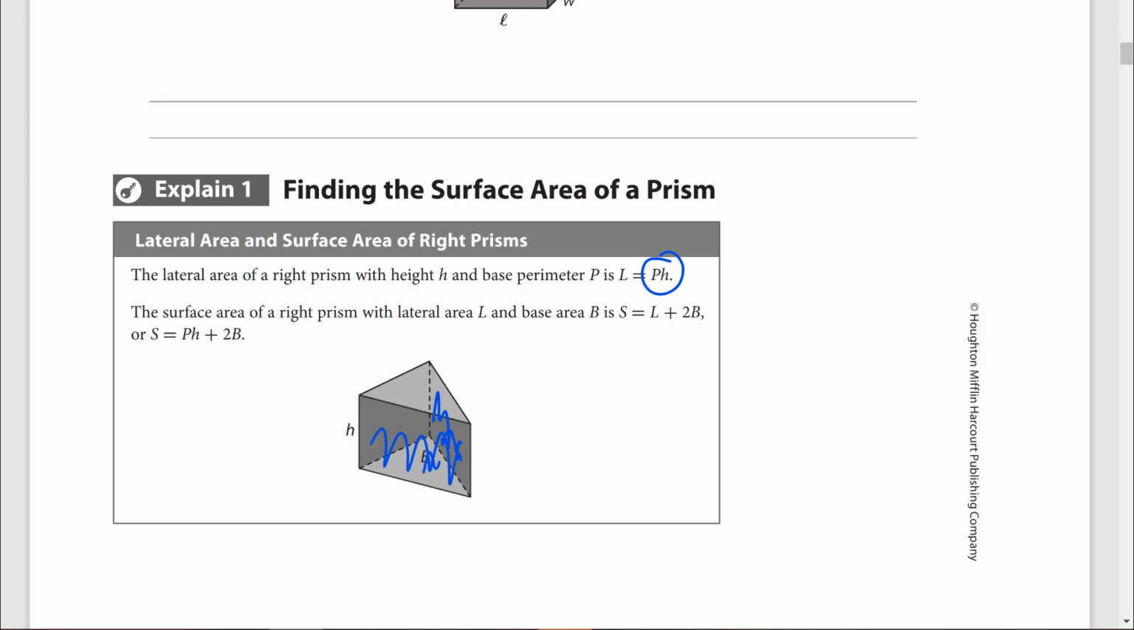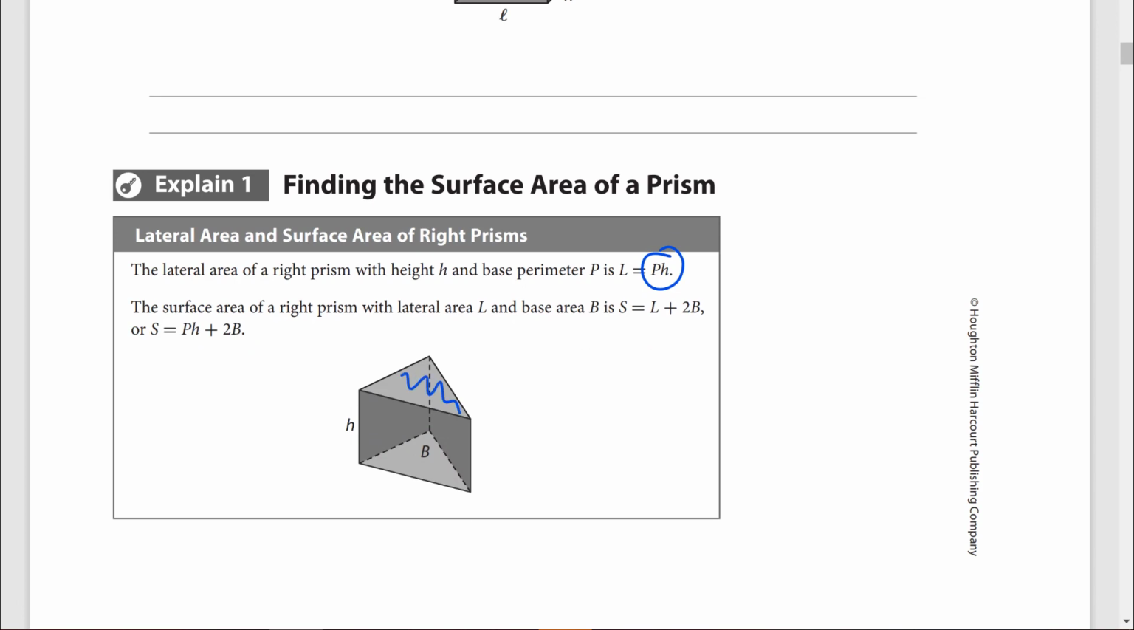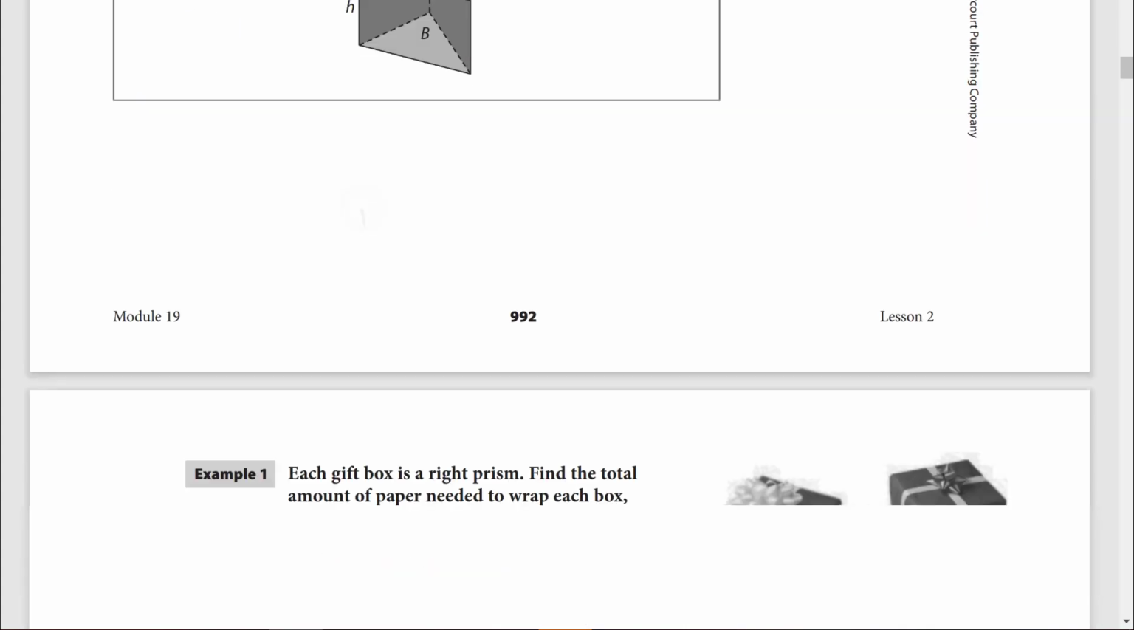What it doesn't hit is those two triangular bases. How do we get those? Well, they're going to be identical. So I just need to find the area of the base, whatever shape that is, and then double it. That's going to cover every side of our prism. Let's try an example.